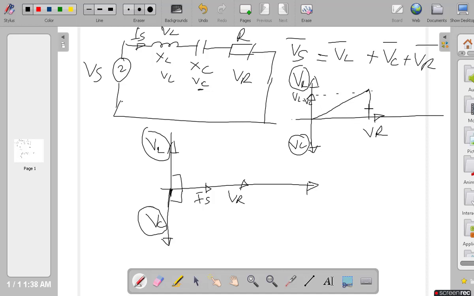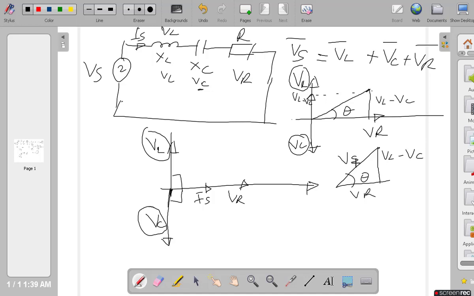So what we see here essentially is that this is VR. Now the reference vector here is VL minus VC. And now we can have this angle right here. So now we have something like this. This is VR. This is VL minus VC. And this is a vector. Now, the resultant vector is our supply voltage. That's the mother now here.